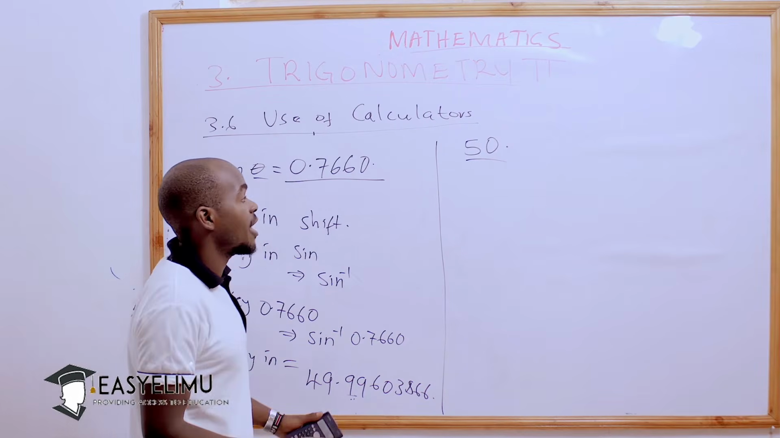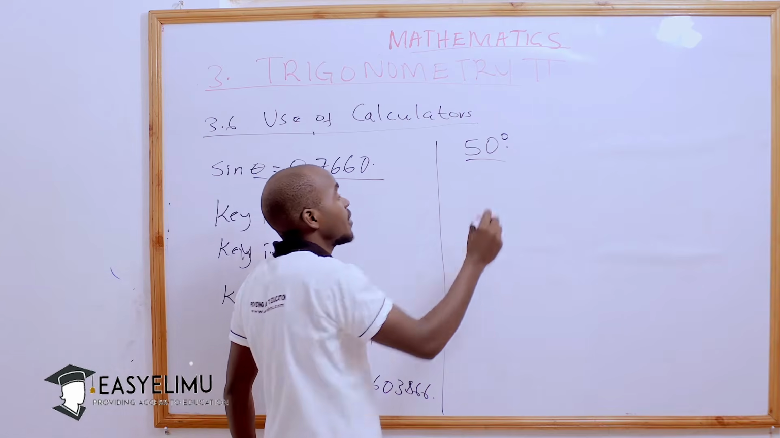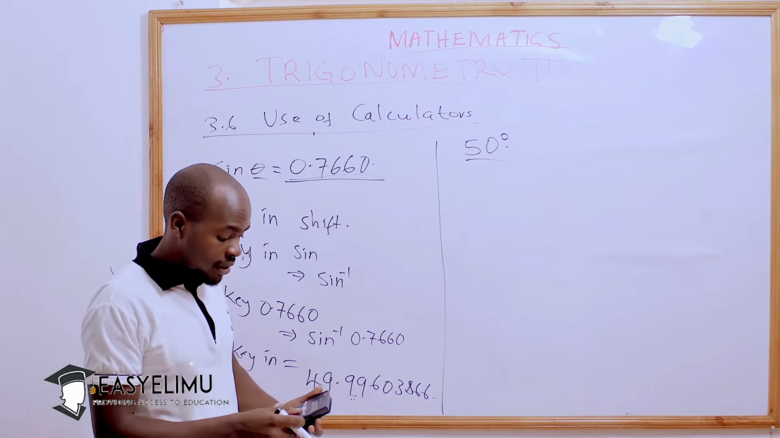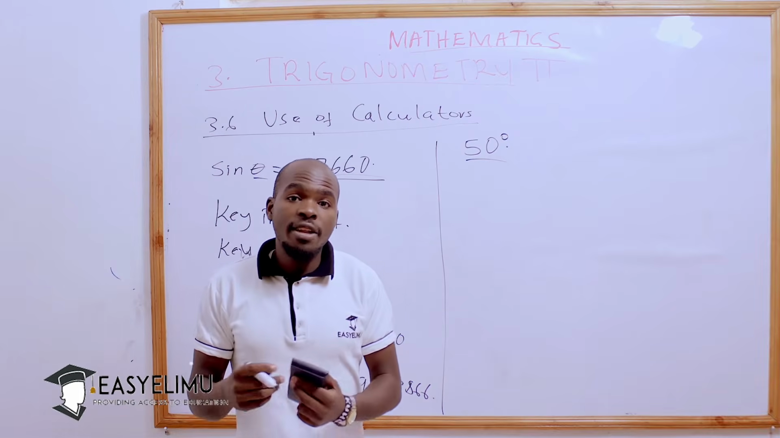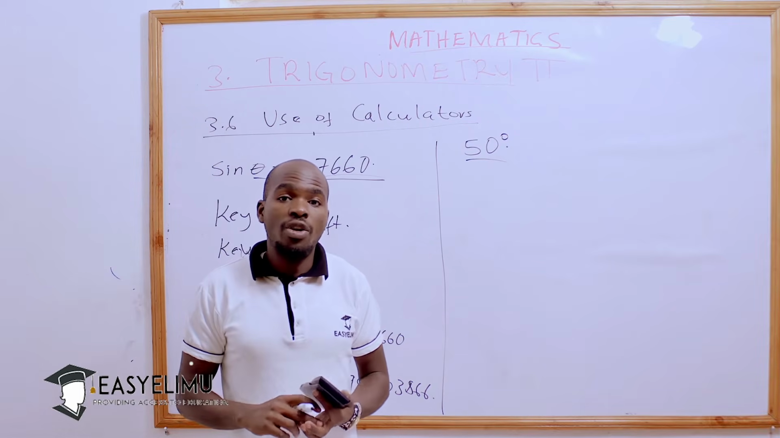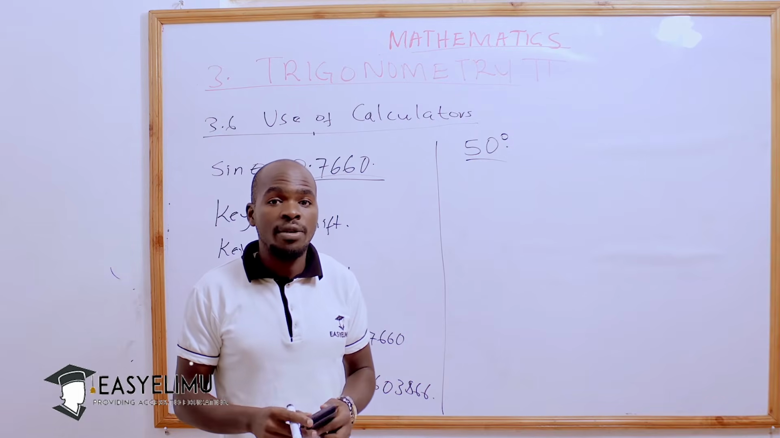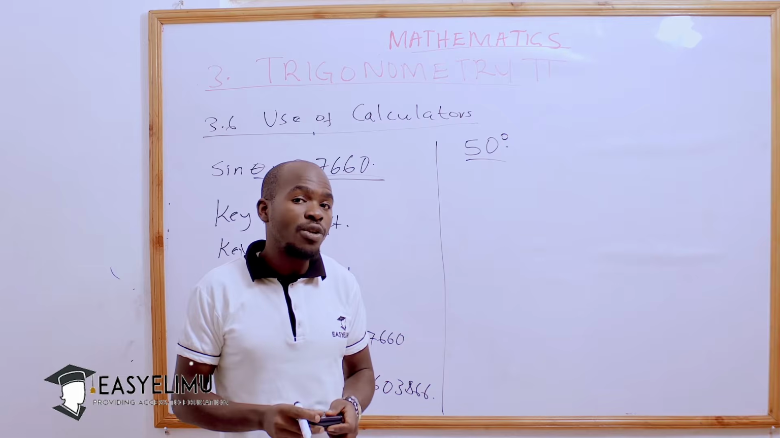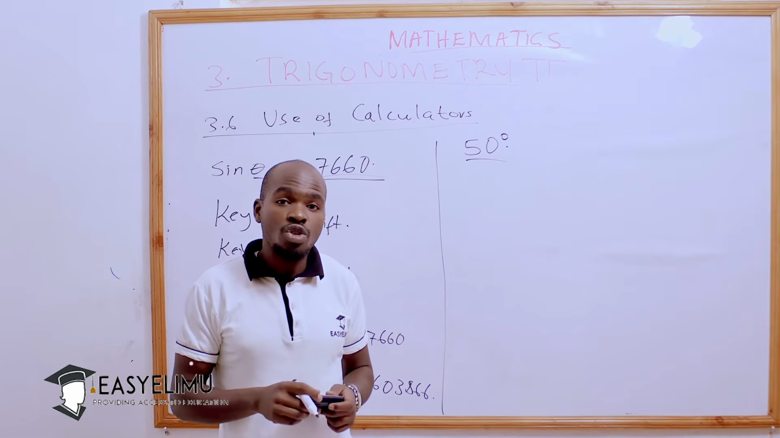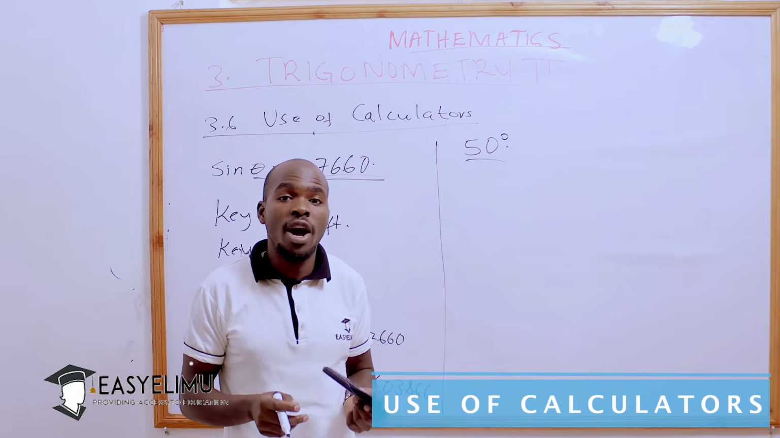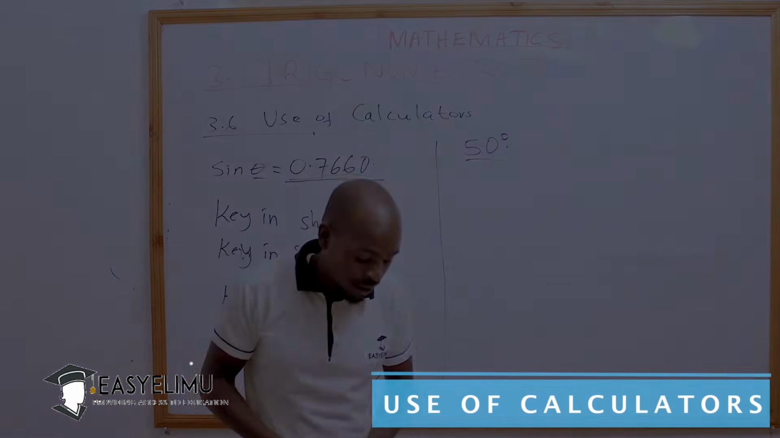So if you find the sine of angle 50 degrees, you are going to get what we have here. That's how you can use a calculator to find the inverse of any given angle, and also to find a cosine or sine of any given angle. So meaning that to find the angles or trigonometric ratios using a calculator is simply very easy if you know how to operate a calculator.